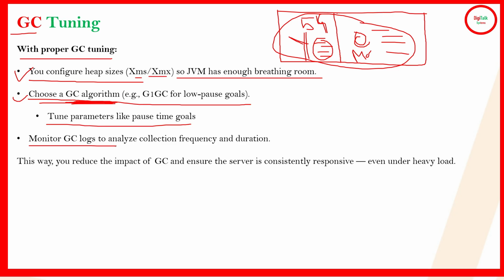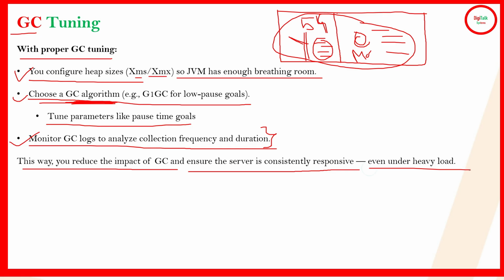And monitor GC logs to analyze collection frequency and duration. As discussed so far, you need to analyze the GC log files, and to do that you have to enable GC log file collection at the JVM level. Now, how can we enable it? I will tell you. This way you reduce the impact of GC and ensure the server is consistently responsive even under heavy load.